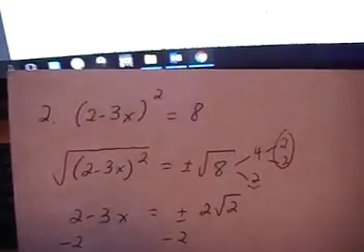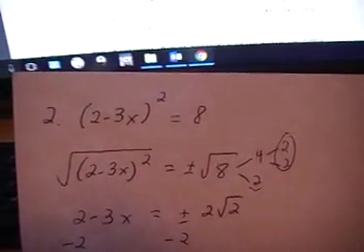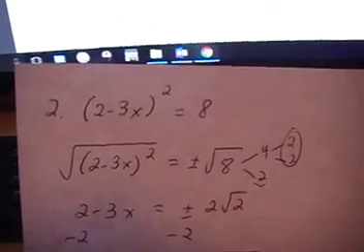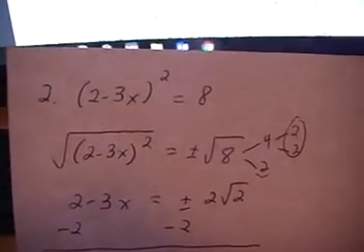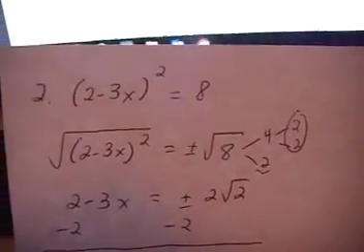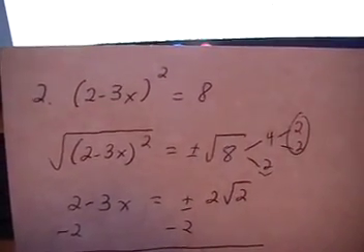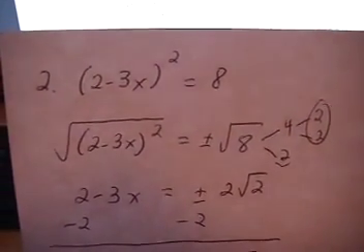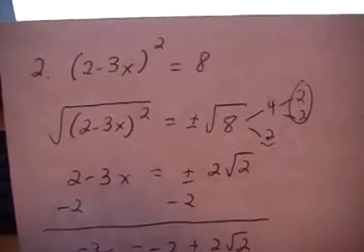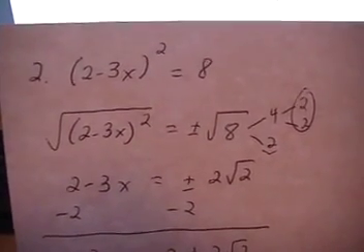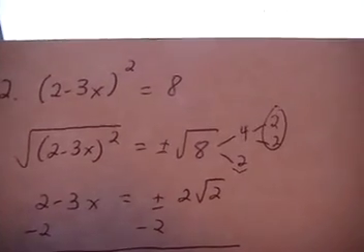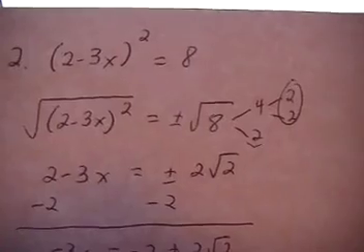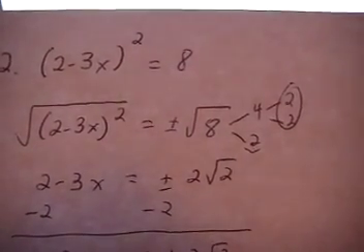And to get rid of a square, every operation has an opposite. The opposite of squaring something is a square root. So if we square root on both sides of the equation, and whenever you take a square root of a plain old number, it'll be plus or minus that value. So we get plus or minus square root of 8 on the right side. The square root of a square cancels out, and the left side is just 2 minus 3x. The square root of 8 can be simplified down. There's a pair of 2's in it with a 2 left over, so you'd get plus or minus 2 square root of 2 in its most simple form.